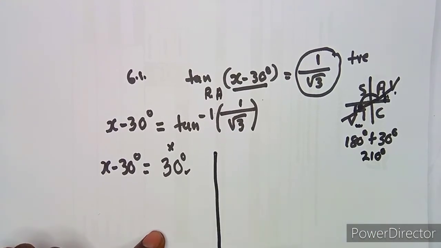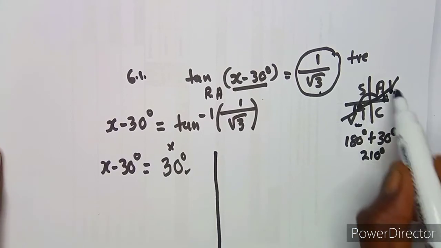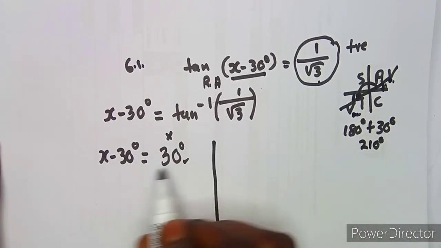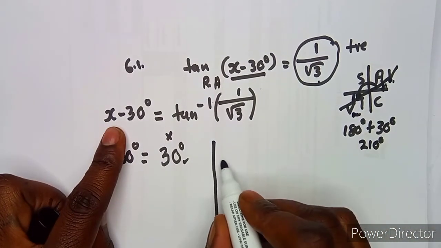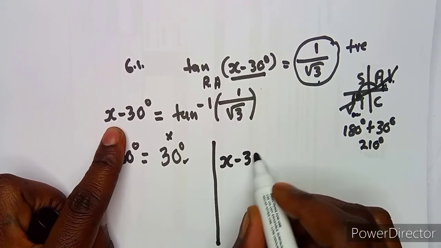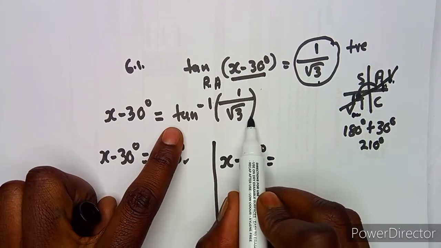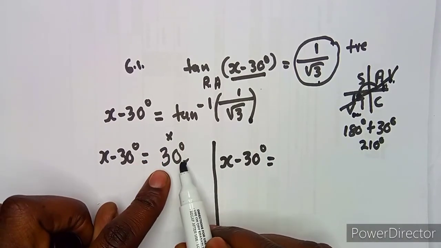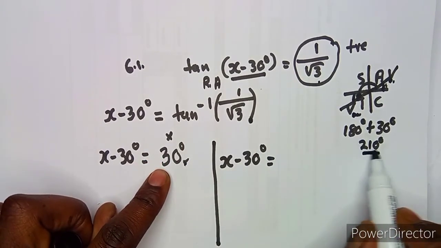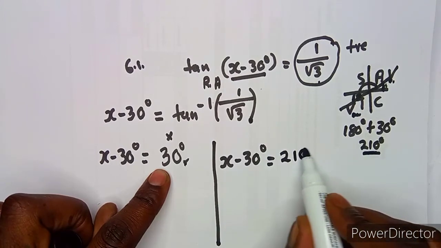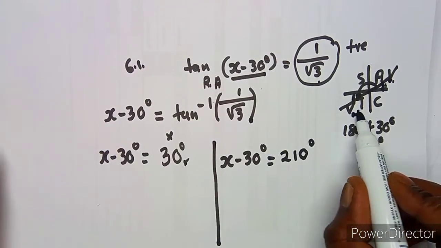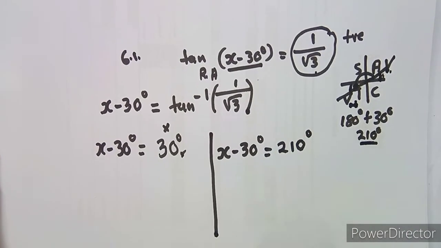Therefore, we are going to have two solutions, because tan is positive in the first and in the third quadrant. So we shall have another equation starting with x minus 30 degrees and equate it to the angle, which is 30 degrees, and that angle is 210 degrees in the quadrant of tan. So these are the two values that we can have.